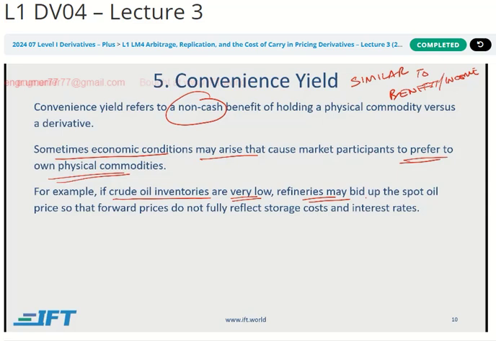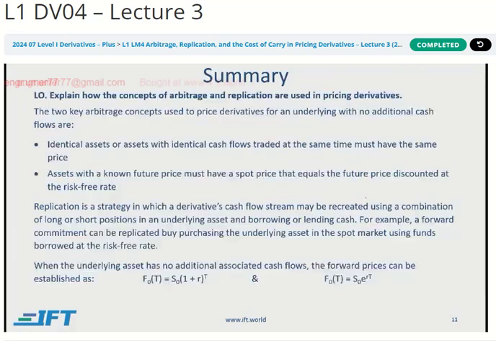Especially in times of shortages, this is something that goes up a lot. Now let's look at the summary. The first learning outcome here is the concept of arbitrage and replication, which is used in derivative pricing. First of all, we talked about identical assets. So we talked about bond A and bond B, which have the same coupon rate and the same face value, but one was trading at 99 euro and the other was trading at 99.15 euro, and that makes absolutely no sense.